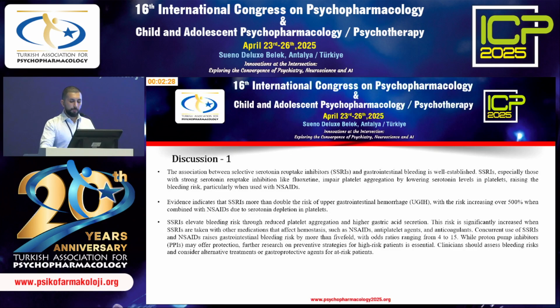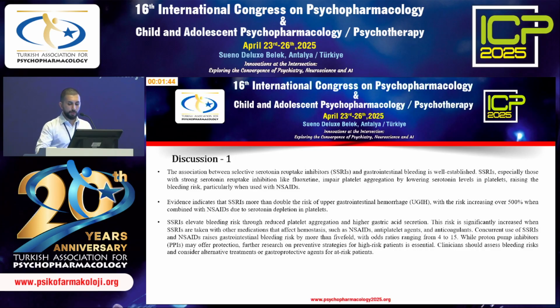SSRIs elevate bleeding risk through reduced platelet aggregation and higher gastric acid secretion. This risk is significantly increased when SSRIs are taken with other medications that affect hemostasis, such as NSAIDs, antiplatelet agents, and anticoagulants. The concurrent use of SSRIs and NSAIDs raises gastrointestinal bleeding risk by more than fivefold, with odds ratios ranging from 4 to 15, while proton pump inhibitors, PPIs, may offer protection. Further research on preventive strategies for high-risk patients is essential. Clinicians should assess bleeding risks and consider alternative treatments or gastroprotective agents for at-risk patients.